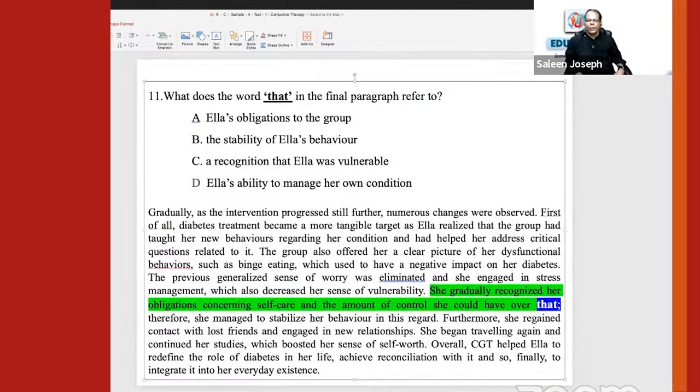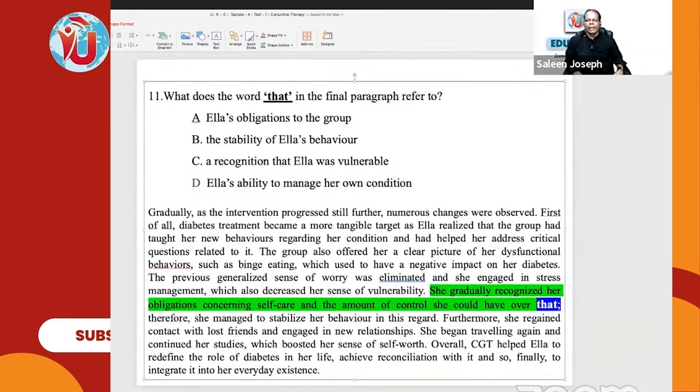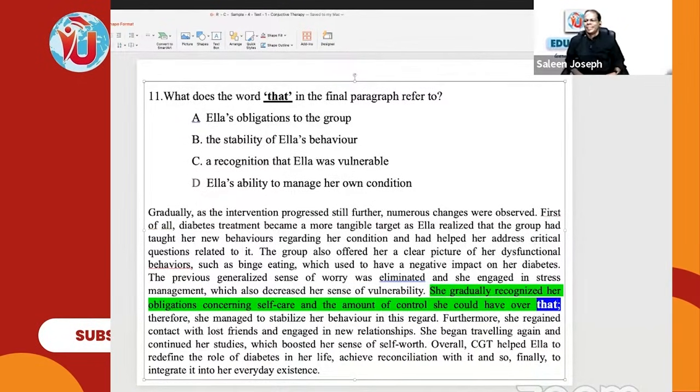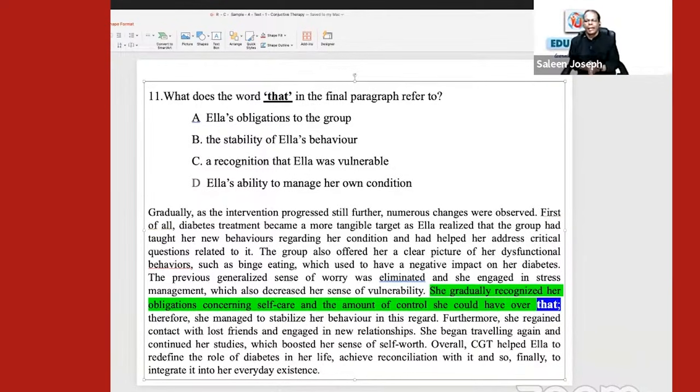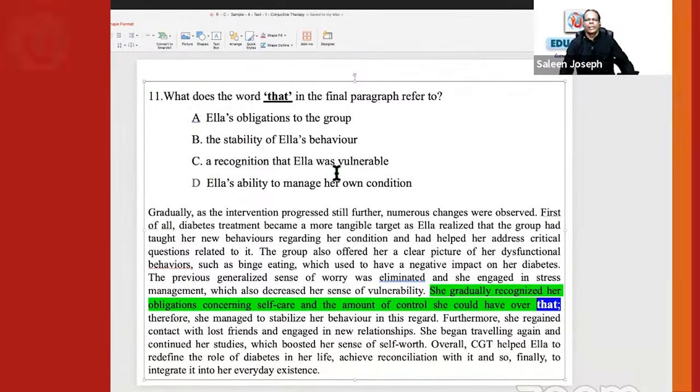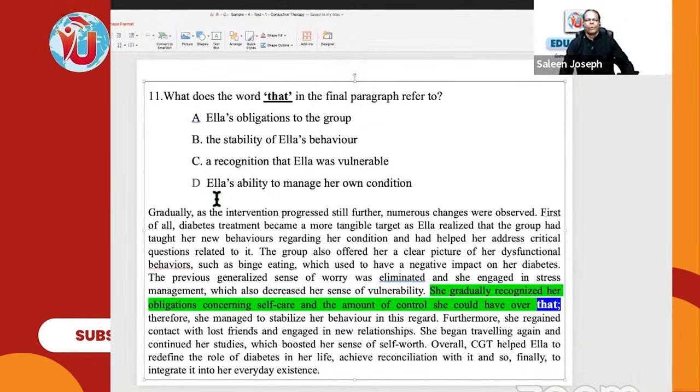So she gradually recognized her obligations concerning self-care and the amount of control she could have over her self-care obligations. So what are the options? Ella's obligations to the group. Second one, the stability of Ella's behavior. Third one, a recognition that Ella was vulnerable. Fourth one, Ella's ability to manage her own condition.